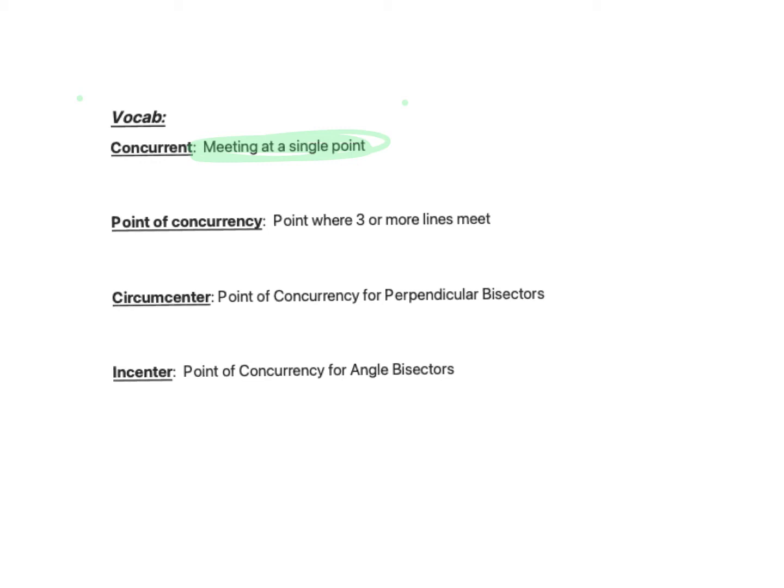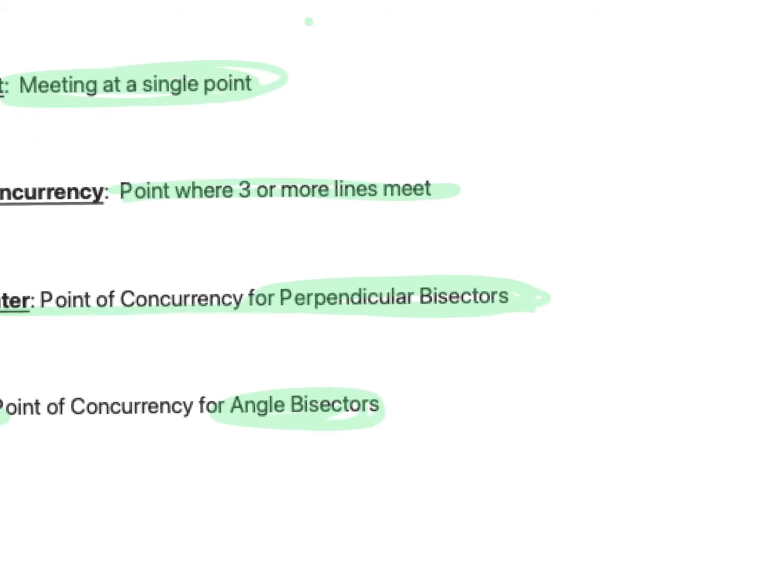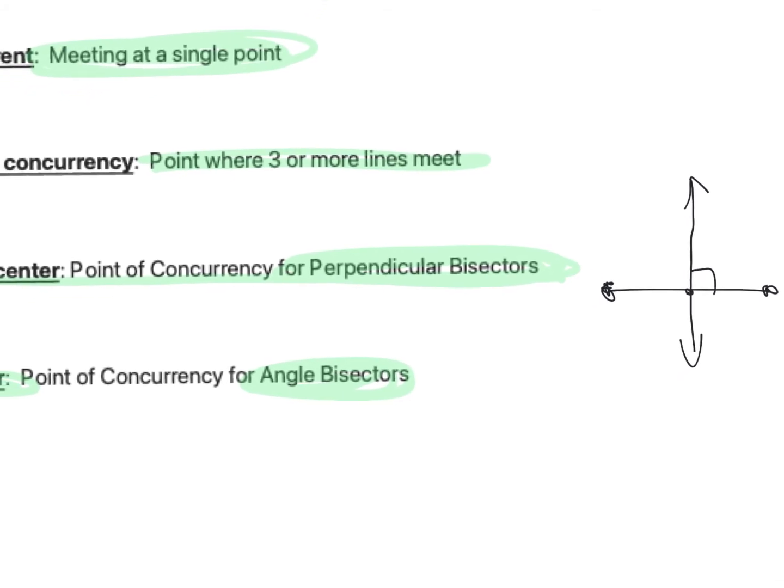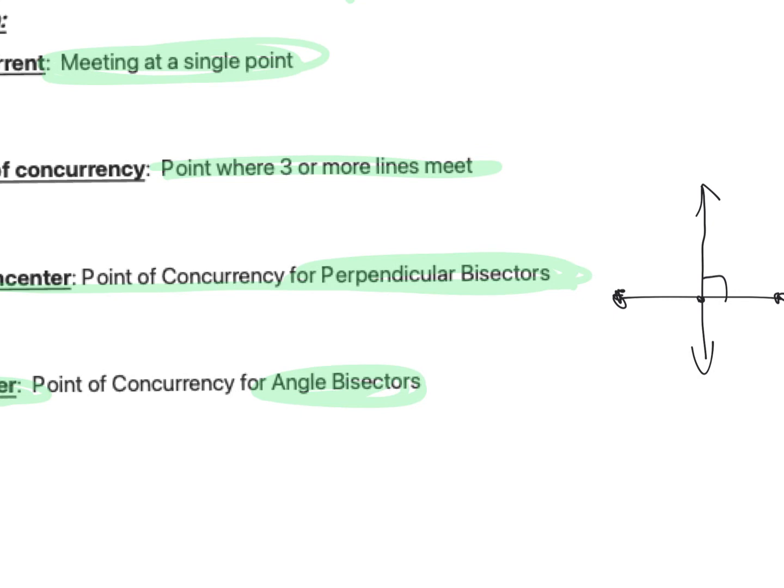A point of concurrency is where, in geometry, three or more lines meet. The circumcenter, as we've already learned, is the point of concurrency for perpendicular bisectors. And now what we're going to talk about today is the incenter, which is the point of concurrency for angle bisectors. Just recalling here really fast, if you have a segment, you find the midpoint of that segment, and the perpendicular bisector goes through it at a right angle. And when we did that in a triangle, we found that those perpendicular bisectors met at a circumcenter, and we found out that the circumcenter can lie inside, outside, or on the triangle.